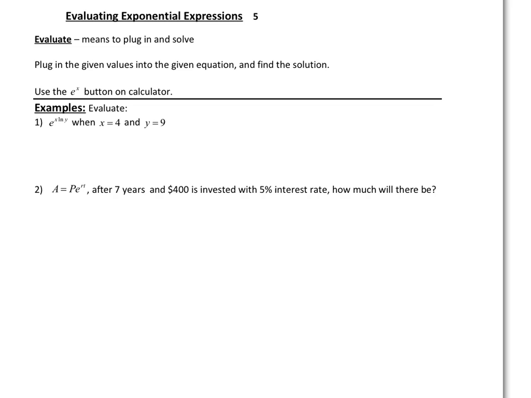Evaluating exponential expressions means I want to plug in and simplify. And whenever you have an e to the x, you have to make sure you use the e to the x button on the calculator, which is next to the 4.